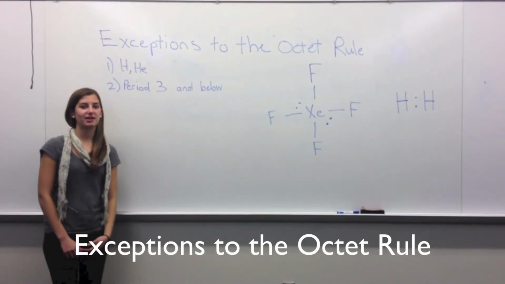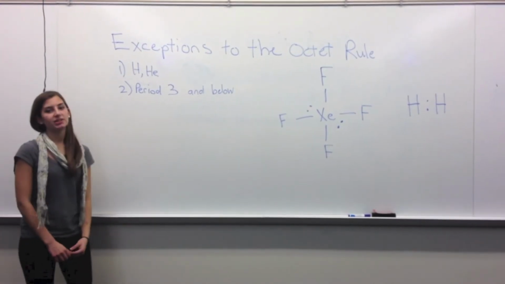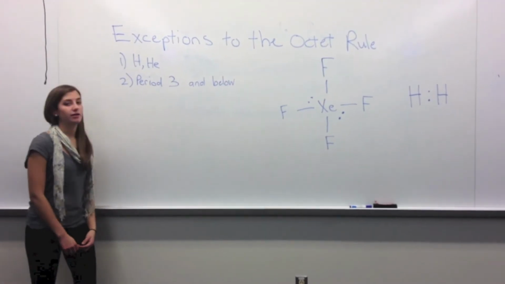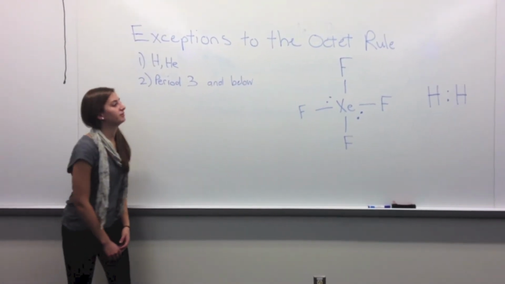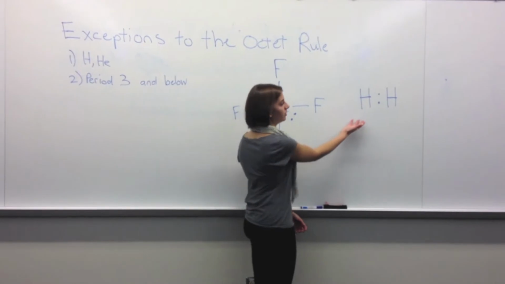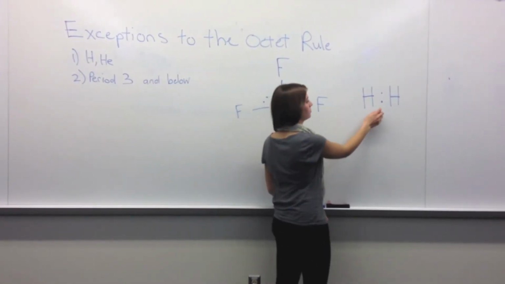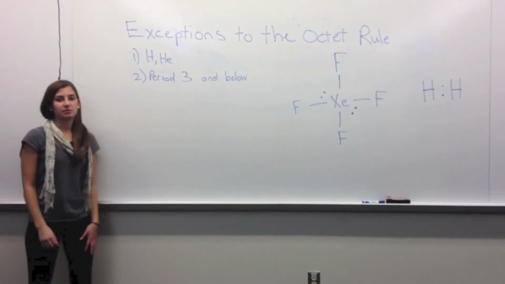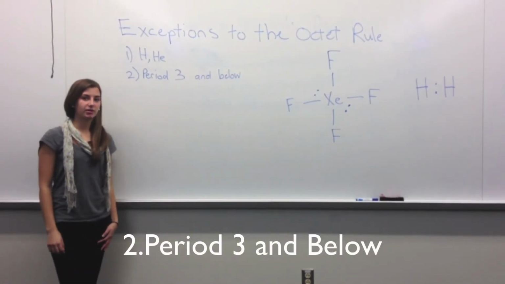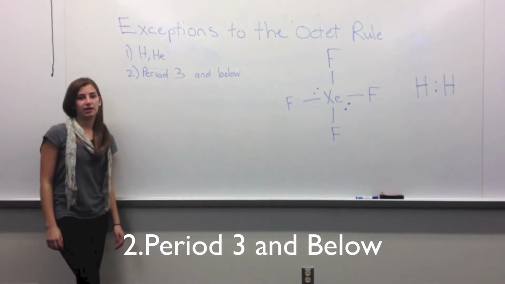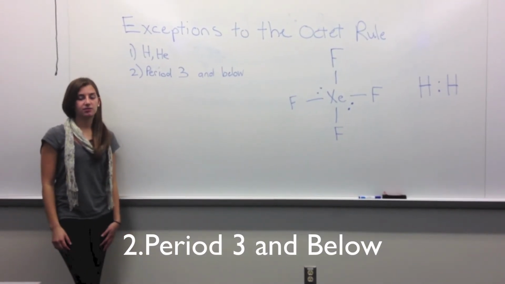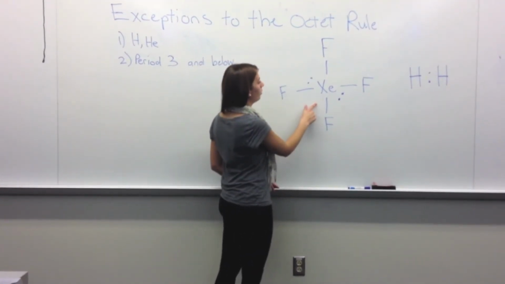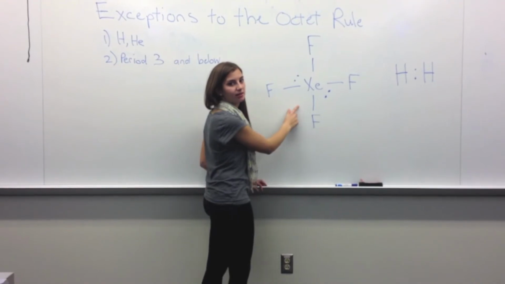There are a few exceptions to the octet rule. Hydrogen and helium have less than 8 valence electrons in their shell because they only have 1 s shell to fill. An example of this is the H2 molecule, which only has 2 electrons. Another exception is for elements in period 3 and below, which can have more than 8 electrons because they have an unfilled d shell. An example of this is xenon in this molecule, which has 12 valence electrons instead of just 8.